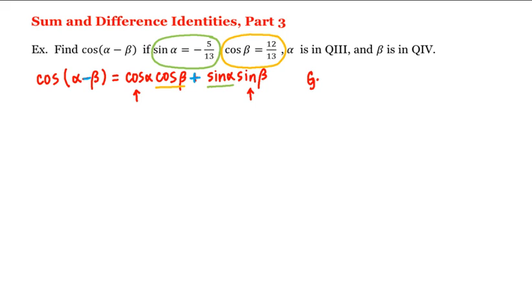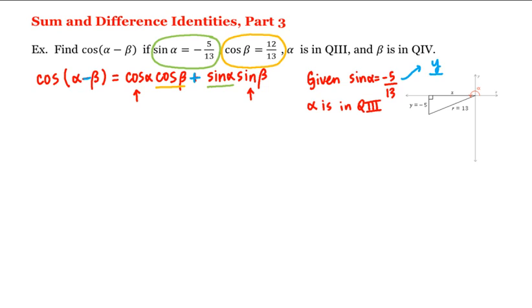Now we're given that sine of alpha is equal to negative 5/13, and moreover, alpha is in quadrant 3, which means we can draw the following triangle. Because remember, sine of alpha is y divided by r. And notice we're putting the negative with the y because y's are negative in quadrant 3, and r is always positive. And then we can use the Pythagorean theorem to find x here.